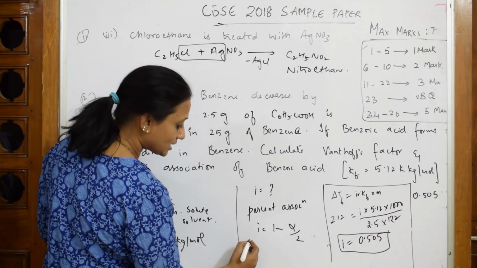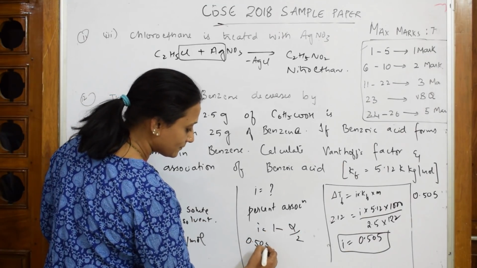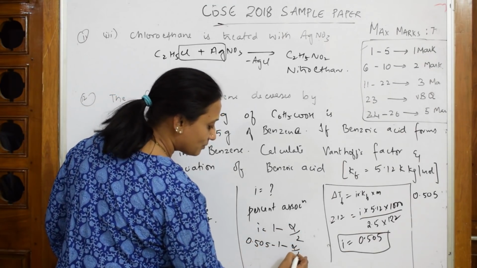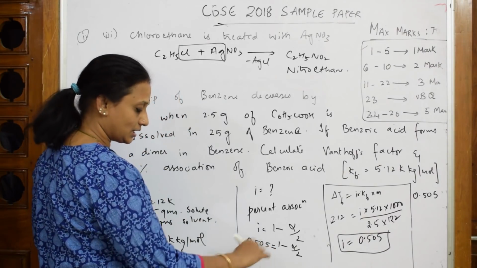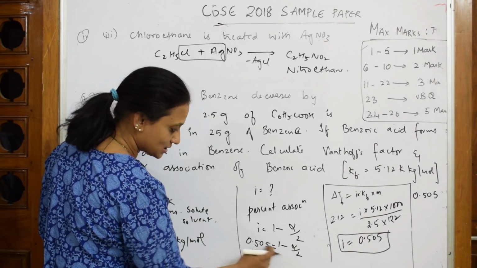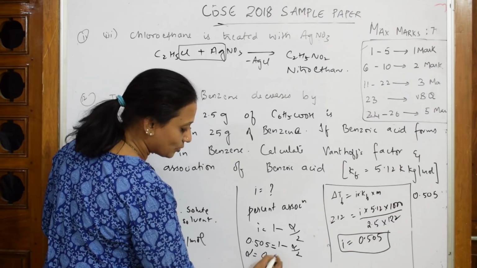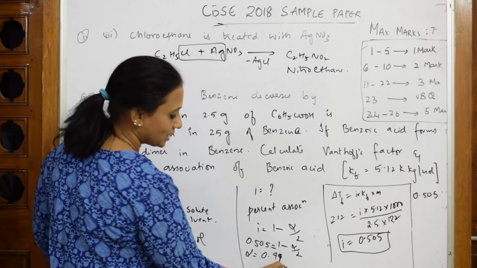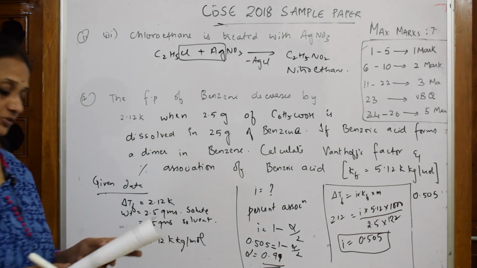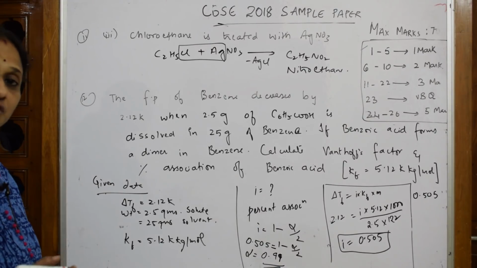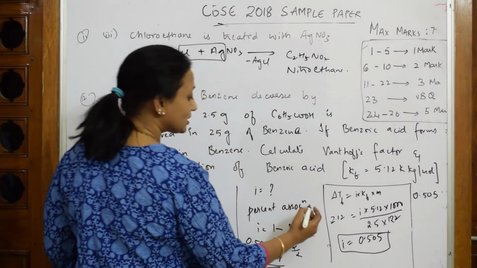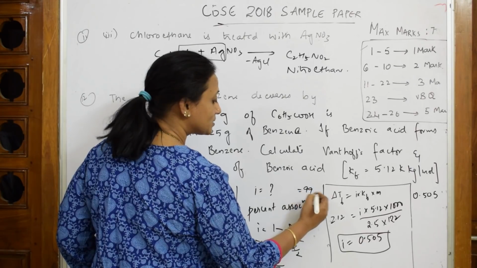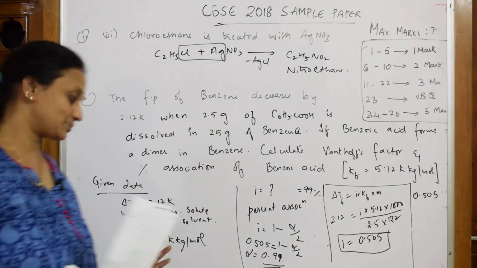The i value, how much did I get? 0.505 equals 1 minus alpha by 2. Now if I solve for alpha, cross multiplying, I get 0.99. This is your answer. So what is the percentage of association? The percentage of association of benzoic acid is 99%. 99% is associated.